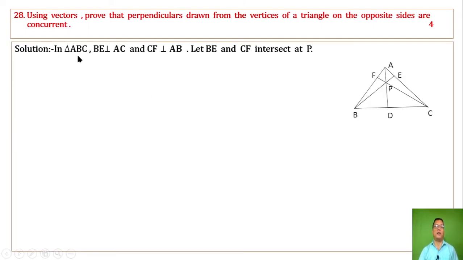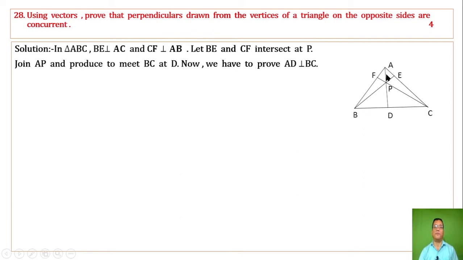Let in triangle ABC, BE be perpendicular to AC and CF be perpendicular to AB. Let BE and CF intersect at P. Join A and P and produce it to meet BC at D. Now we have to prove that AD is perpendicular to BC. Let the vectors A, B, C and P be the position vectors of A, B, C and P.